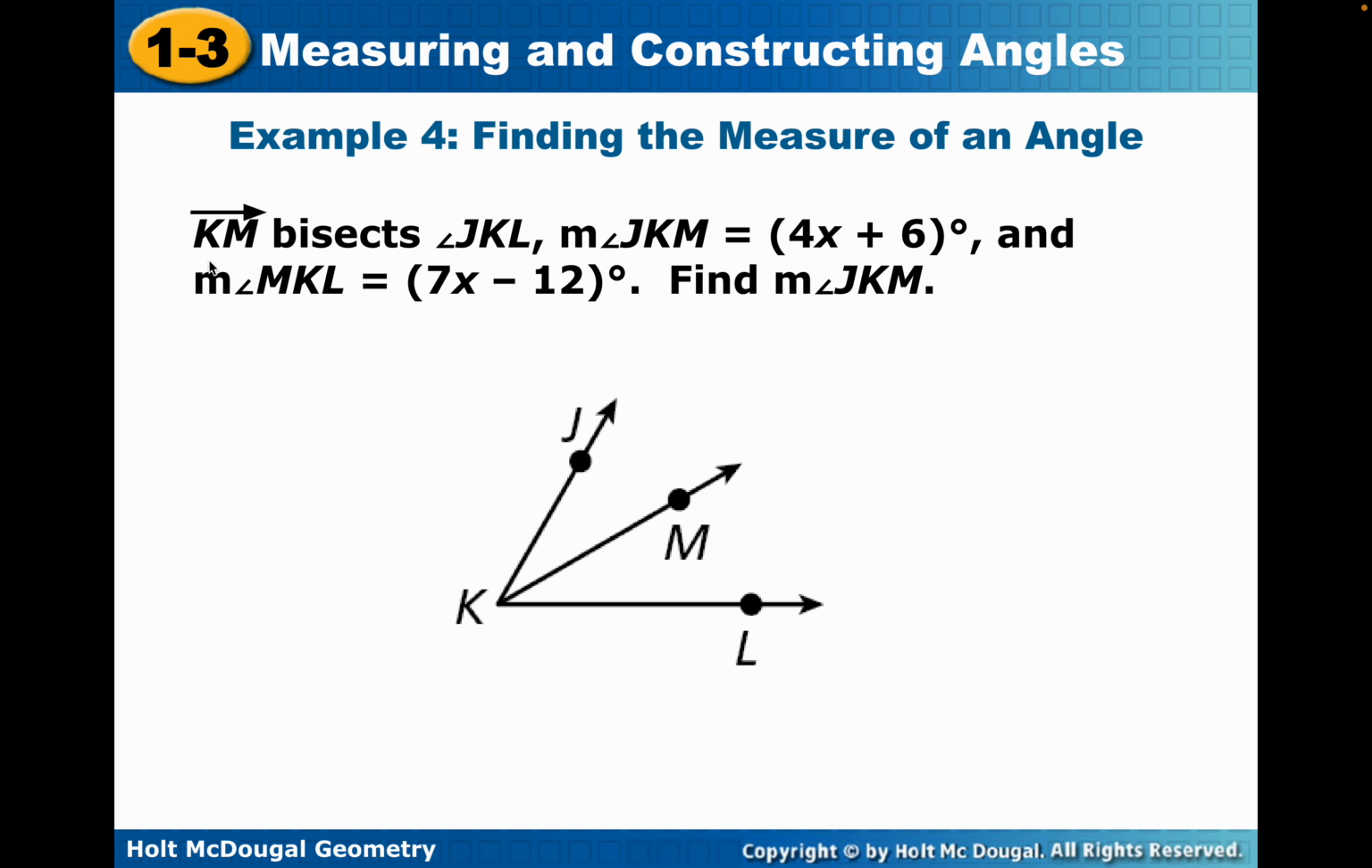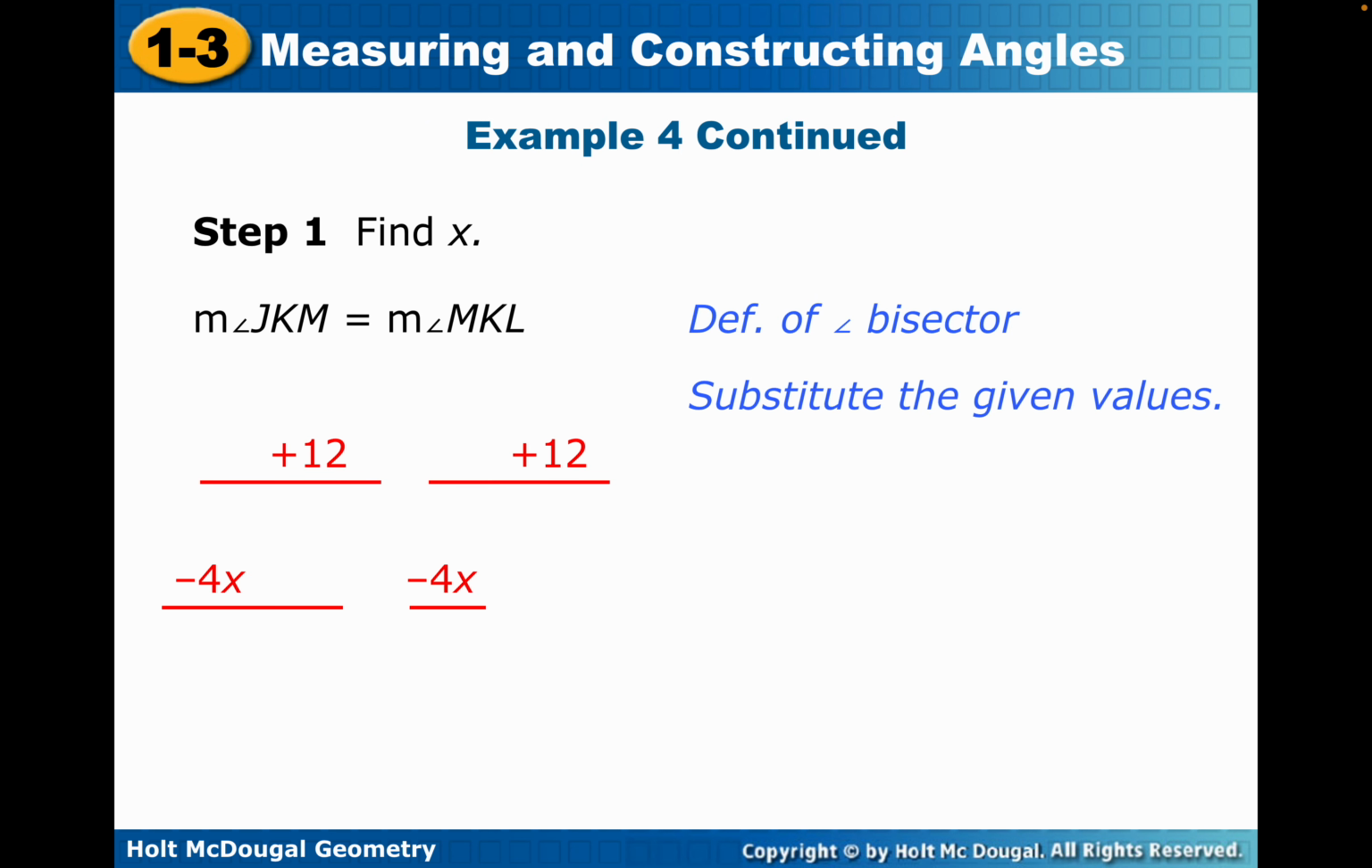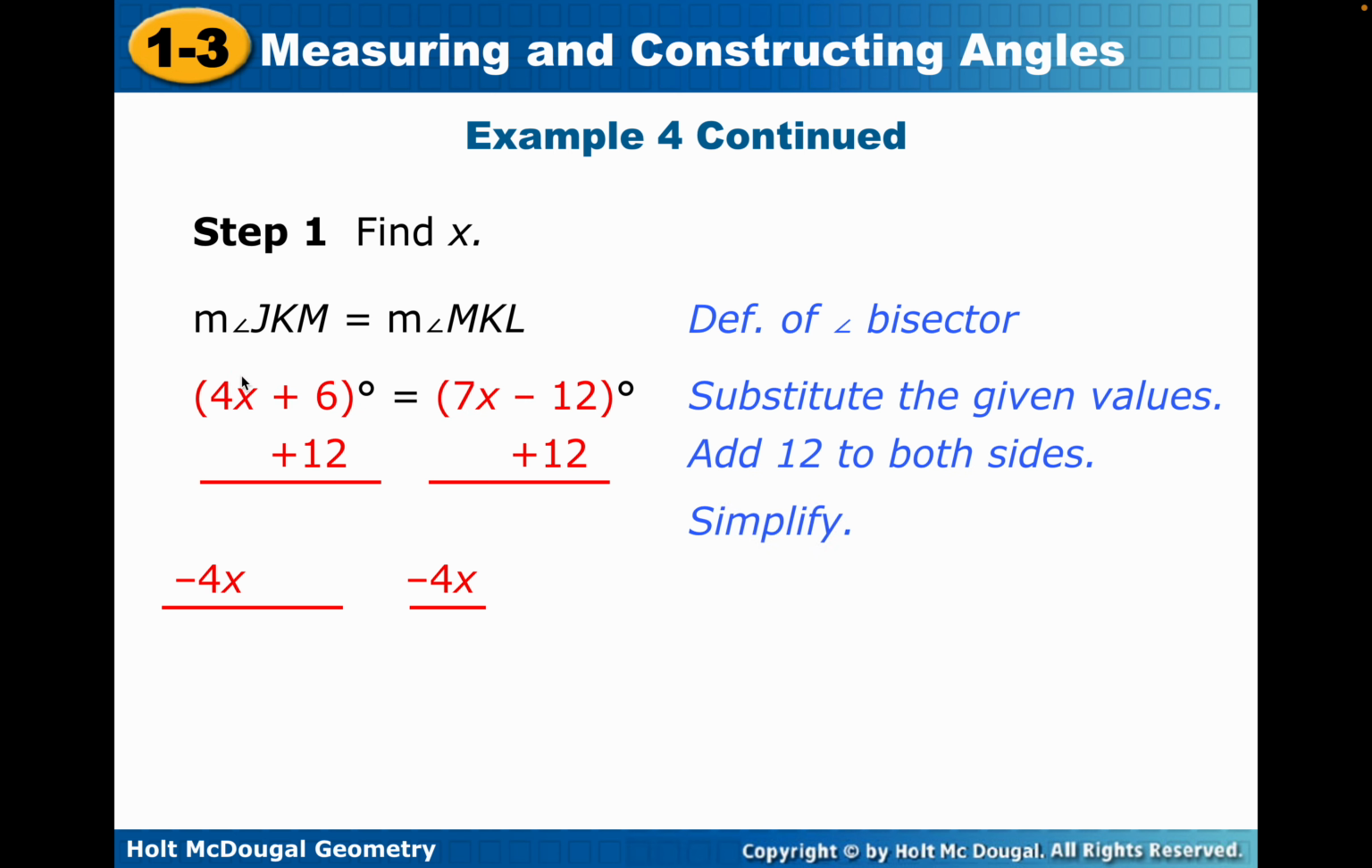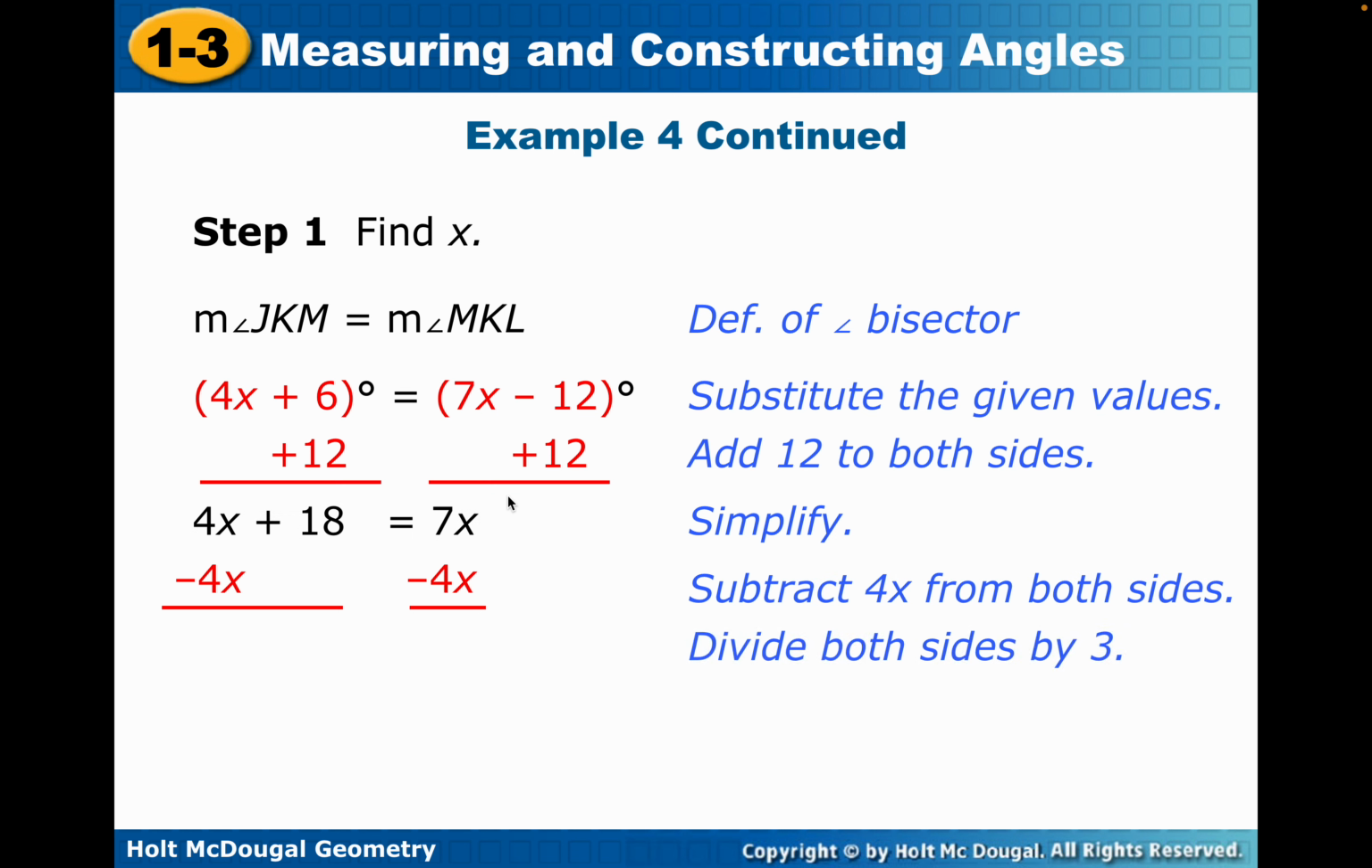So since we know it's an angle bisector, we know that these two angles are congruent. So in order to solve, we're going to set them equal to each other because we know that they're congruent. So in order to find x, we set the two angles congruent to each other and substitute our values. Okay, we're going to add 12 to both sides, we're going to subtract 4x from both sides, and that's going to give us 18 equals 3x, and therefore 6 equals x.